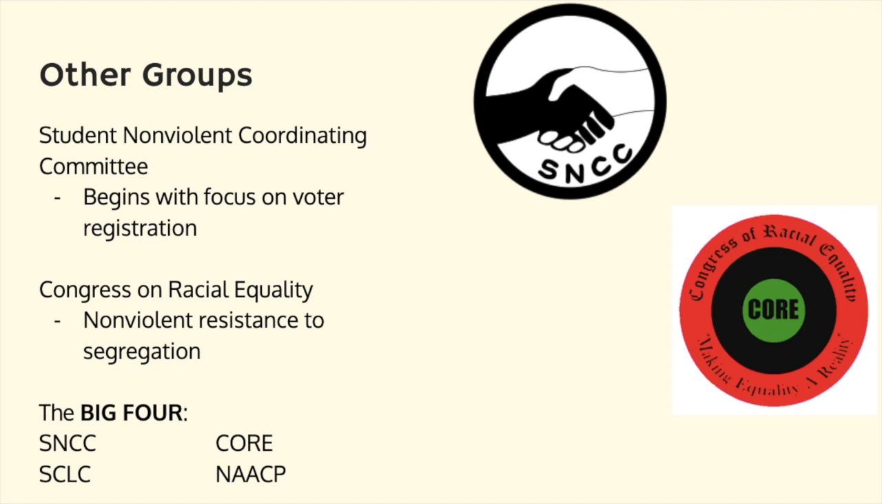Some other groups: the Student Nonviolent Coordinating Committee, called SNCC. They will begin with a focus on voter registration, and they're going to work really hard to try to register more voters of color, especially throughout the South, where voter intimidation was the norm, and there were other means of disenfranchising Black voters, including using poll taxes or grandfather clauses. The other would be the Congress of Racial Equality, CORE, and they supported nonviolent resistance to segregation. So the big four groups are SNCC, the SCLC, CORE, and the NAACP.